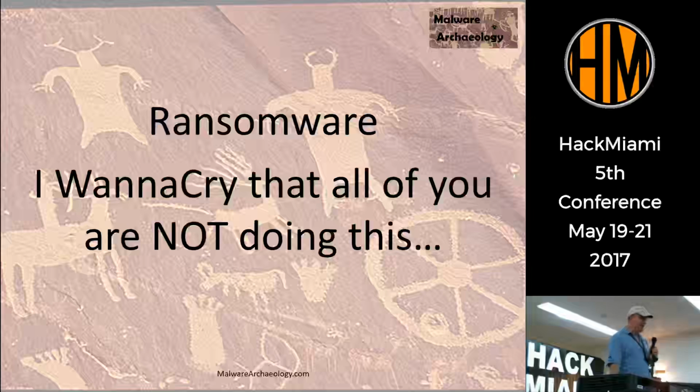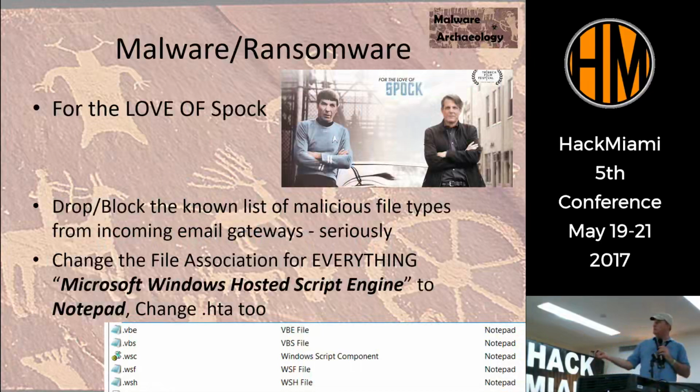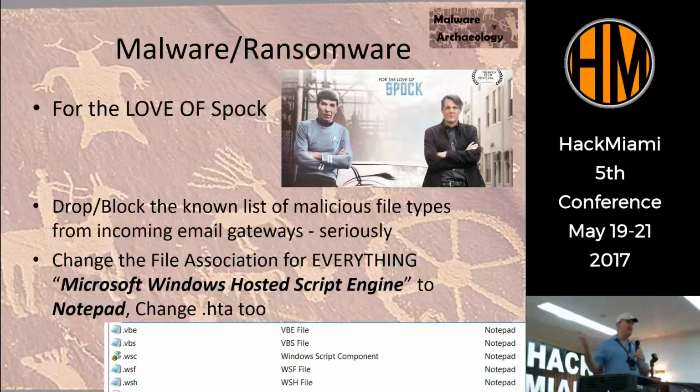I had to add this because of what happened. I just want to cry that all of you are not doing this. So for the love of Spock, please block the incoming malicious known file types in your email gateways so you don't even receive them. But also, number one thing, change your Windows hosted script engine to Notepad. That way, however the VBScript gets in, or the WSF, WSH, all that crap that gets in, when the user gets a Word doc with OLE and some VBS script, they double-click it. Deny the double-click. It will open Notepad instead of detonate. This is how 90% or 99% of the malware and freaking ransomware stuff's hitting us. We turned this off in our environment, and I am not kidding you, 6 months, nothing in regards to ransomware. We just completely dropped it.